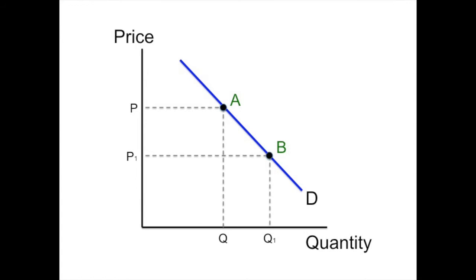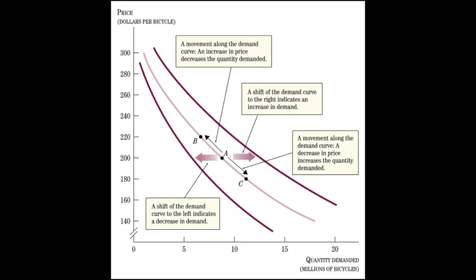Movement along the demand curve is a change in the quantity demanded of a good brought about by a change in its price. A decrease in price can be seen in the diagram as a movement from point A to point B on the same demand curve. An increase in the price is depicted as a movement from point B to A. A shift in demand is a movement of the demand curve brought about by a change other than the price of the good. The demand curve can shift left, a decrease in demand, or shift right, an increase in demand.